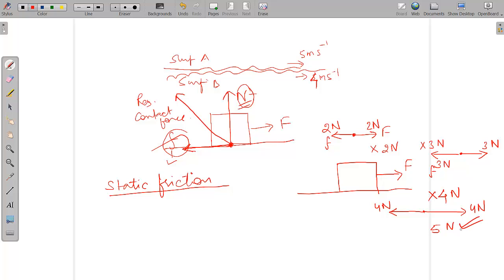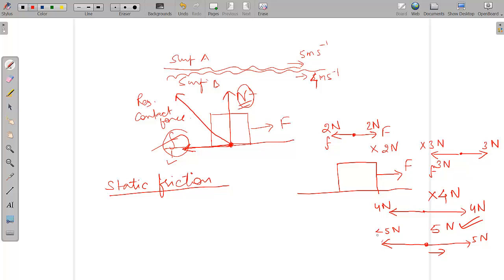Now let's say you applied 5 newtons and the block is going to move now. The block has just started moving. That means you have applied 5 newtons of force and the frictional force is somewhat less than 5 newtons, only then this block has started moving in this direction. We'll write it as less than 5. Don't worry, we will actually be writing less than or equal to, because it has just started moving.